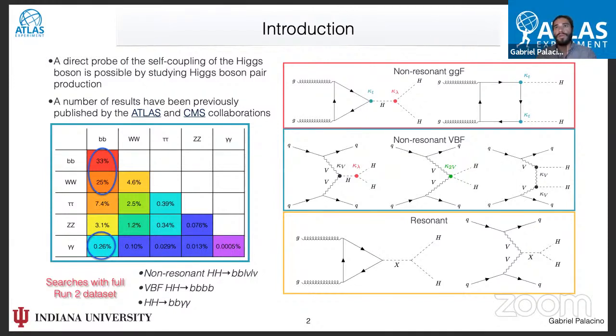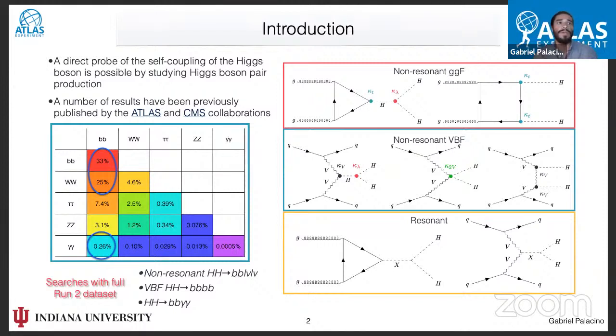There are a number of production mechanisms in which we can study Higgs pair production. We have non-resonant gluon-gluon fusion, non-resonant vector boson fusion, and resonant production. Non-resonant vector boson fusion is also really good because it gives us access to another coupling, the quartic di-Higgs, di-vector boson coupling. There have been a number of results already released by both ATLAS and CMS collaborations covering a wide range of di-Higgs final states, but I'm going to be focusing on specifically 3 final states.